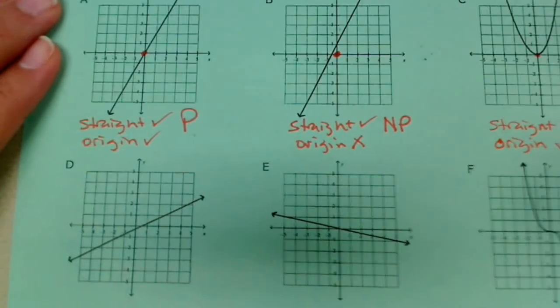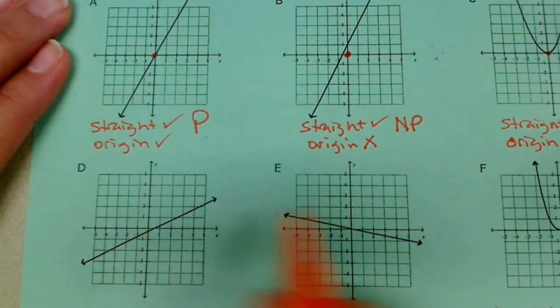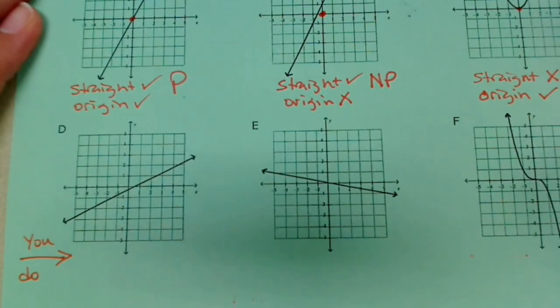What I'd like for you to do now is to go ahead and do D, E, and F. So go ahead and pause the video and determine whether each of these graphs is proportional or non-proportional.